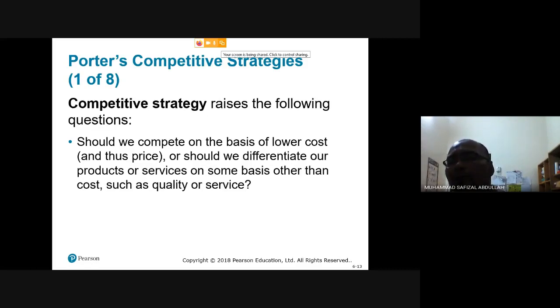Basically, customers are driven to buy cheaper products. The theory of economics says what? When the price of a product goes down, the demand will increase. It means that the customers are more motivated to buy when the price is cheap. Which is true, to some extent, yes. So Porter says, number one, we can compete with our competitors based on price. Number two, we can compete based on other factors, which is not necessarily price, such as quality, for example.